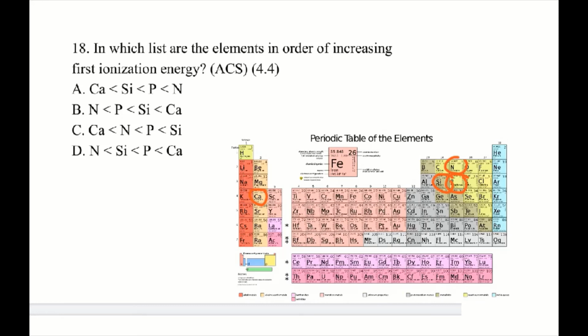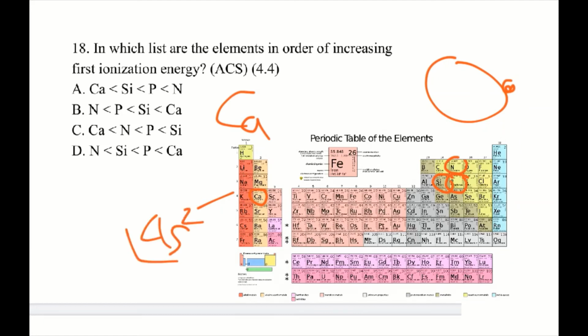So which one would have the lowest first ionization energy? Well, the one at the lowest would be the one that has electrons that are the furthest and least attracted. Now, I think calcium gets the award for this because calcium has 4s2, and these valence electrons are located farther than these 3p electrons, or the 2p electrons. So as a result, I think that calcium is going to have the lowest first ionization energy. Now, we have to compare the last three: silicon, phosphorus, and nitrogen. Now, I can tell you which one has the highest ionization energy.